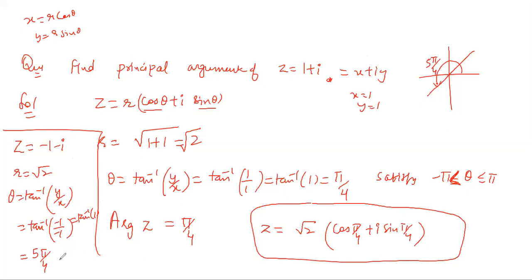But this is not satisfying. This is not satisfying ये वाली range. ये pi से less नहीं है ना, right? You can see it's not satisfying. So this is not the value of principal argument.